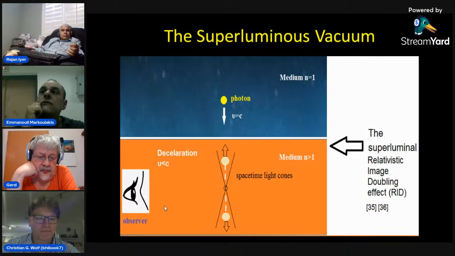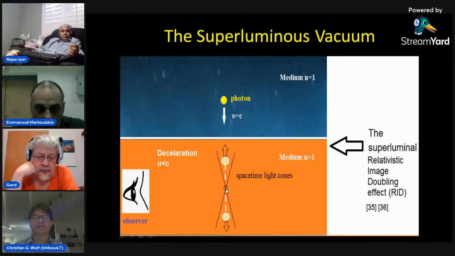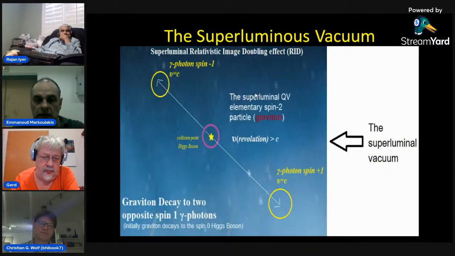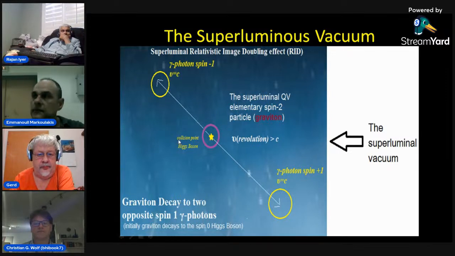But then, what will an observer observe at that very short period? If we could see a single photon, the observer will see this very strange effect. From a point in space, he will see a photon flying towards the initial direction, and simultaneously a photon going in the opposite direction. So we believe that what was actually detected in the famous Higgs detection experiment was a superluminal relativistic image doubling effect.